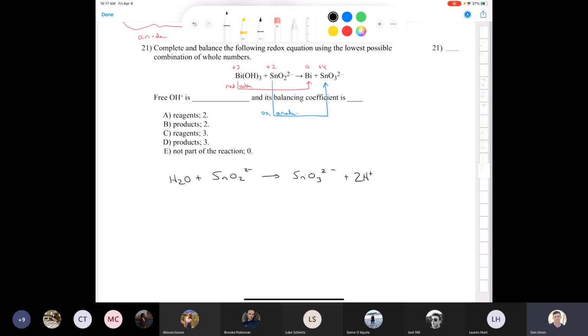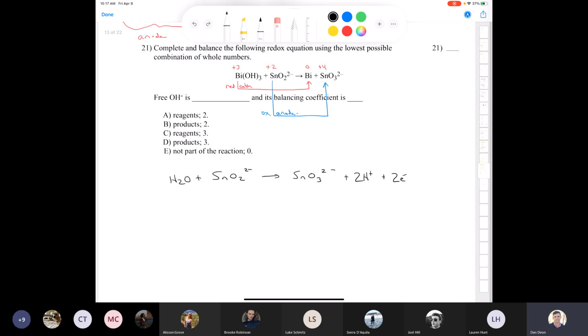I have 2 hydrogens over here, so I'm going to balance that out with 2H+ over here. Now I need to balance out my charge. On this side, I have 2- overall. On this side, I have 0 because 2+ and 2- give you 0. So I need to add 2 electrons to this side. It makes sense because oxidation is losing electrons and the tin is being oxidized and we're losing electrons.